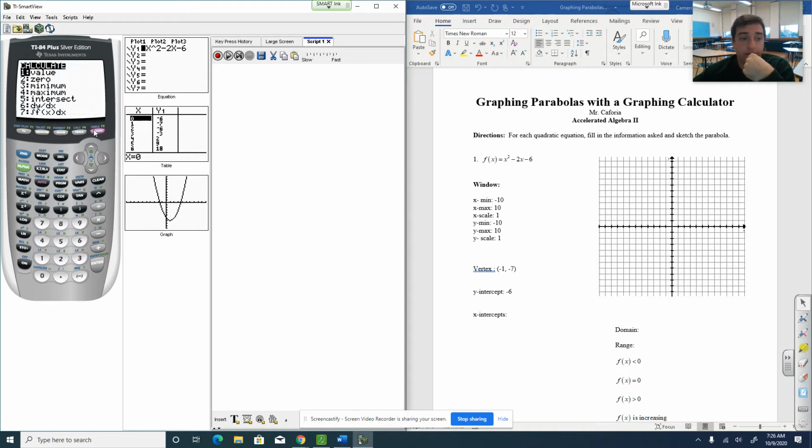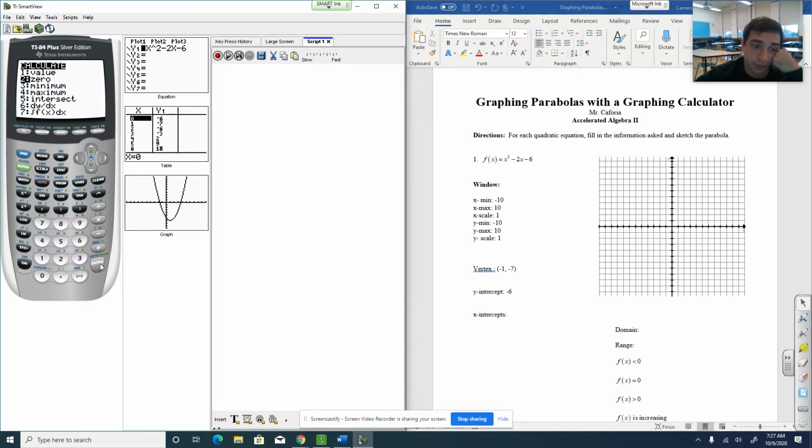If we go back to our graphs, we're going to hit graph. Our x-intercepts are also called our zeros. Right? Our x-intercepts are here and here. Okay? There are zeros because at these points, y equals 0. So what we're going to do is we're going to hit second calc, just like we did for the minimum, but then we're going to hit 0 instead of minimum or maximum.